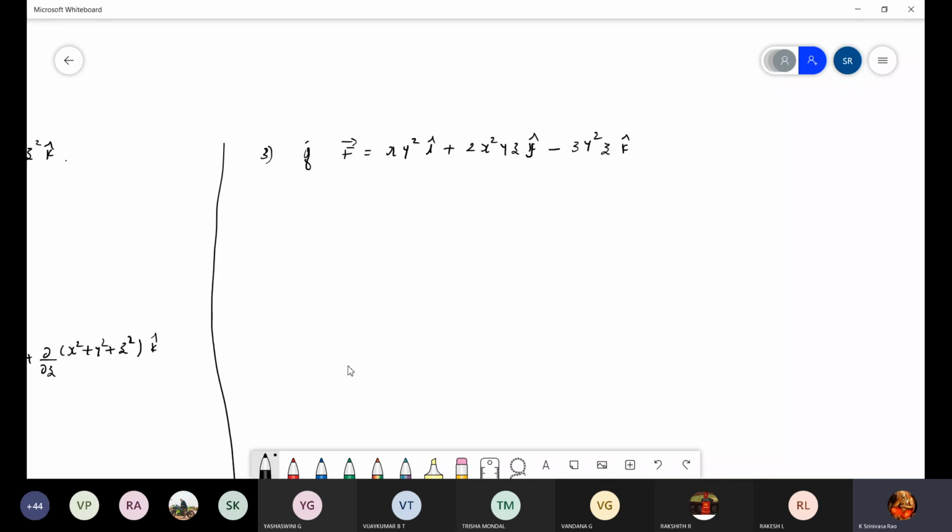Find div f, curl f. In the question, find div f, you write in a symbol, in the word form. So they may ask like this also. Div f, comma, curl f at 2, 1, 1. So some point is given. For the final answer, you have to put x equals 2, y equals 1, and z equals 1.